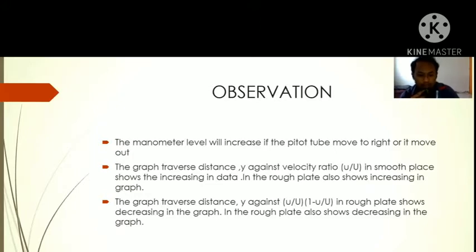So I want to present about the observation. From the experiment, it shows that the manometer level will increase if the pitot tube moves to the right, or in other words, it moves out. When the pitot tube reading is increased, the manometer reading becomes higher. Parallax error can damage and affect the result if the manometer level is not read carefully.